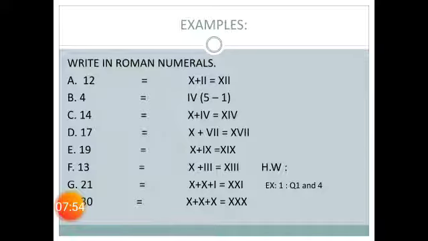Now the second last, which is G part, 21. Students, if we add 20 plus 1, we will get 21, or if we add 10 plus 10 plus 1, we will also get 21. So 10 is represented by X and 10 is represented by X. If we add X plus X plus I, we will get XXI. Now the last one, 30. If we add 10 plus 10 plus 10, we will get 30. And 10 is represented by X. X plus X plus X is equal to XXX.